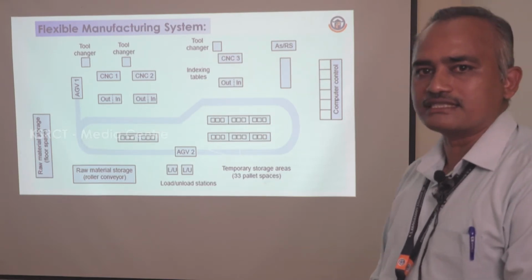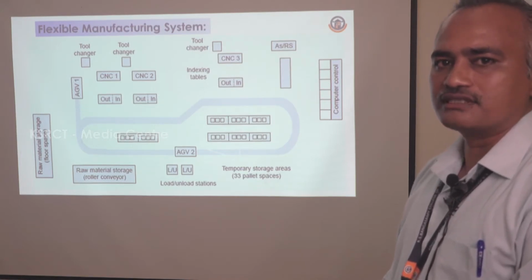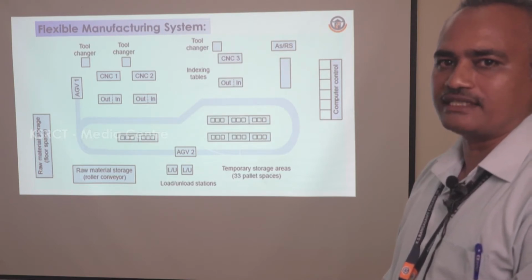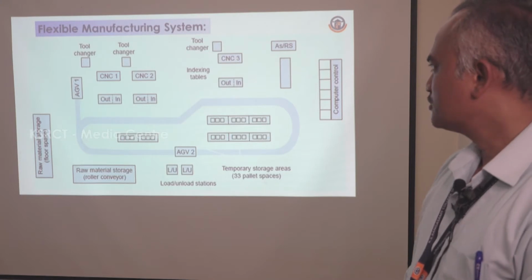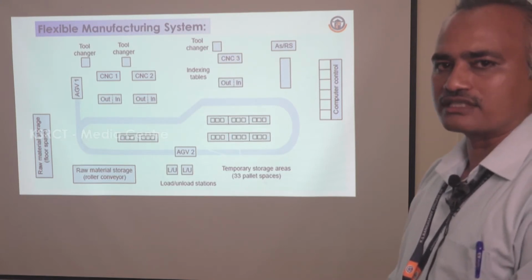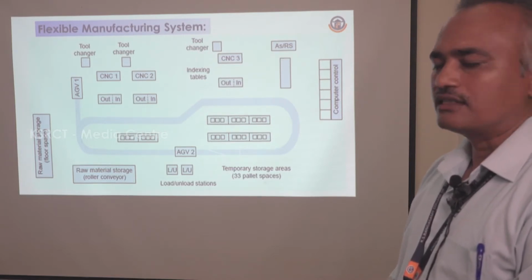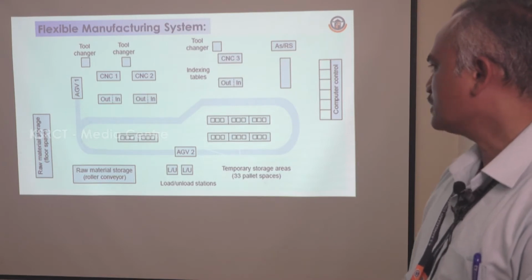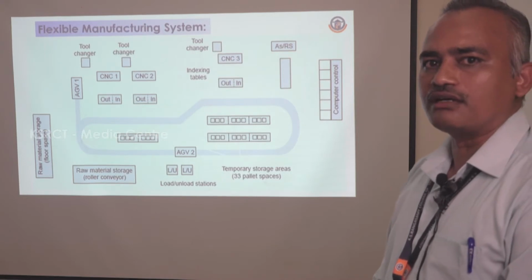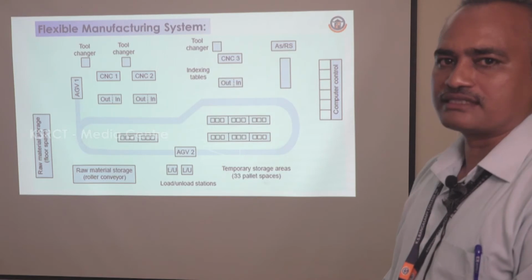So the flexible manufacturing system, comprising different workstations, is helpful for simultaneously changing the style of part variety and operations. Here the tool changer and indexing tables, which are located near the workstations, are helpful for changing the tools and the tool positions. And at the end we have a computer control for controlling all the activities of the workstations, material handling system and the processing stations.